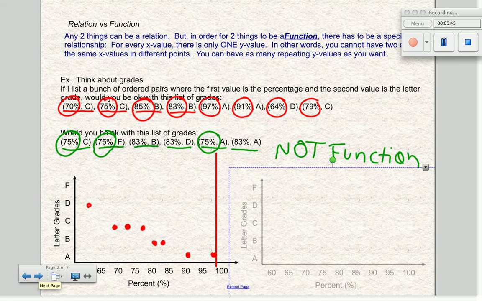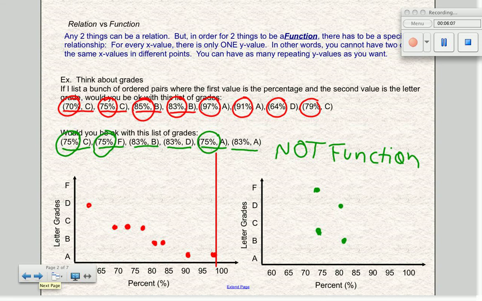and I'll use green over here, 75% and a C is about right here. 75% and an F. 83% and a B. 83 and a D. And hopefully you can tell as I'm graphing these that the vertical line test is not going to work. It's going to fail the vertical line test. 75 and an A, because some of these points are vertically on top of each other, and an 83 and an A.